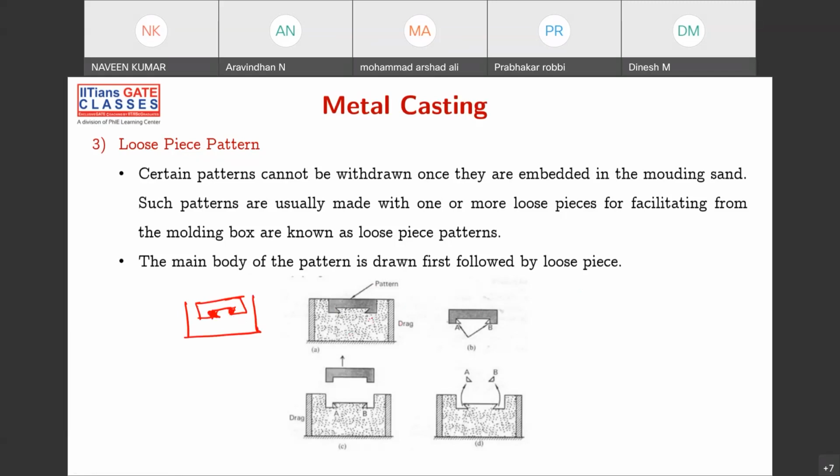So that is the reason why what we'll do is make this geometry a loose piece and this geometry a loose piece. If you are making this A and B as loose pieces, in the sense, this is not a complete one pattern. It has three parts: part 1, part 2 and part 3, and 2 and 3 are loose pieces. Now you put it, you ram it, and happily you can remove this. But these loose pieces are stuck inside.